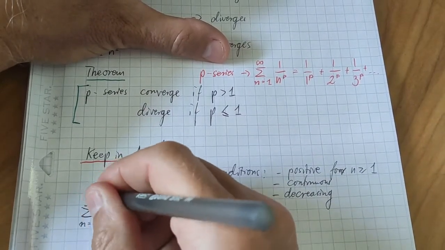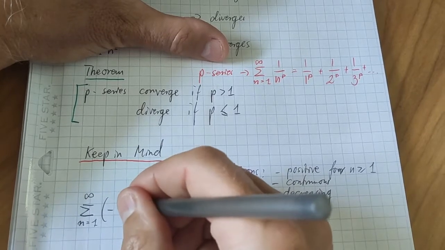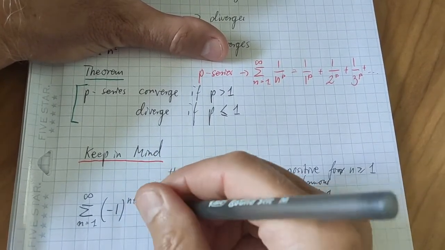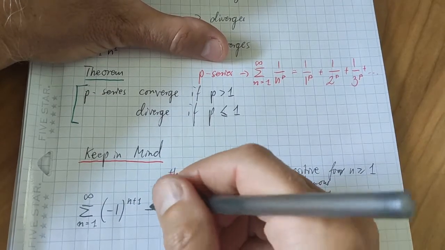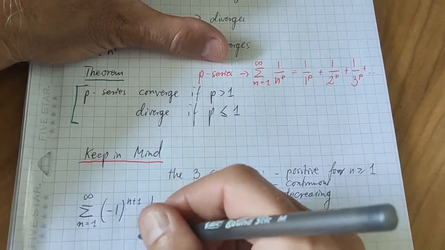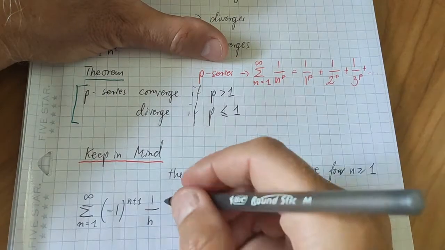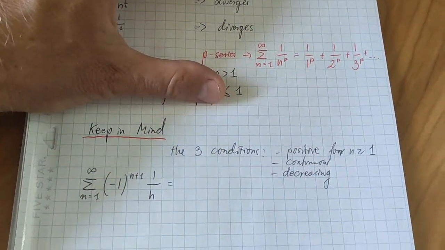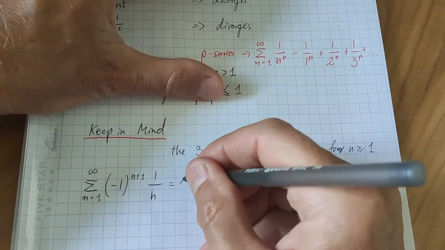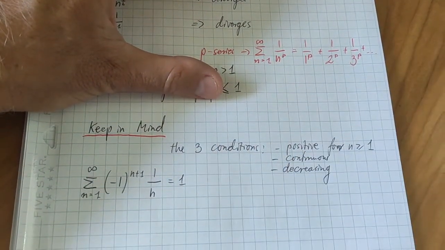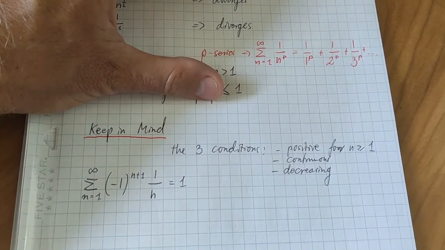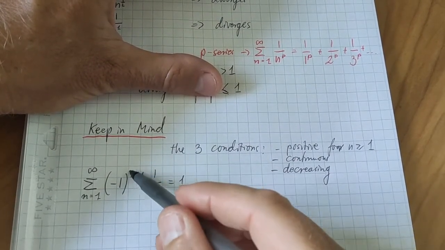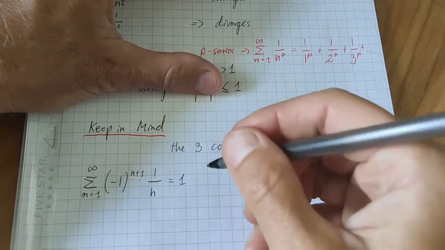The sum from n equal to 1 to infinity, so I have minus 1 to the power n plus 1, over n. Other than that, this is just a harmonic series. So what is happening here? Let's write out a couple terms. The first one will be 1. For n equal to 1, I have a square here, so that would be a positive one.